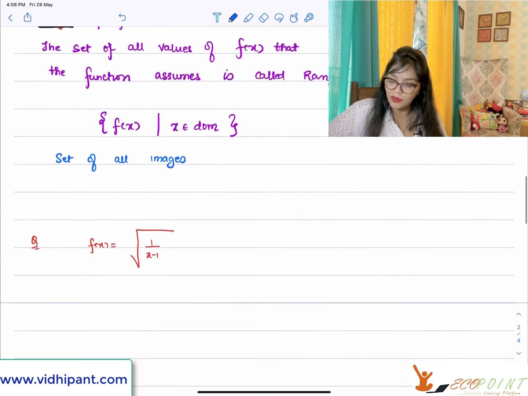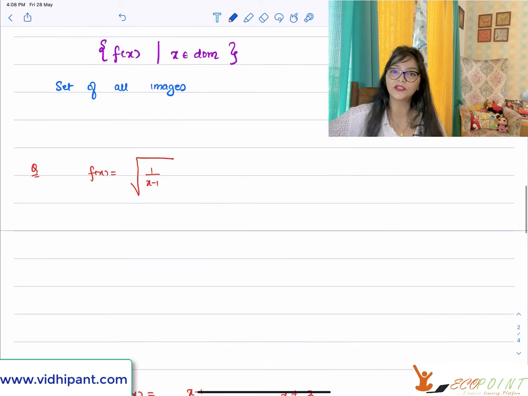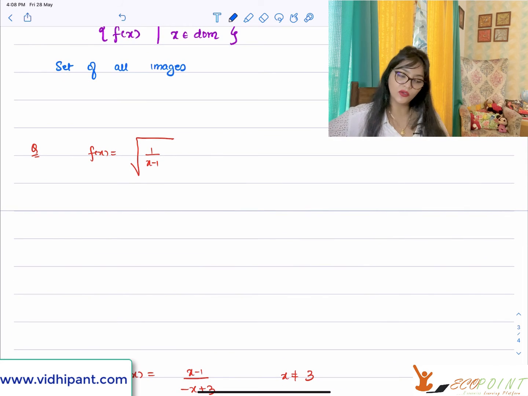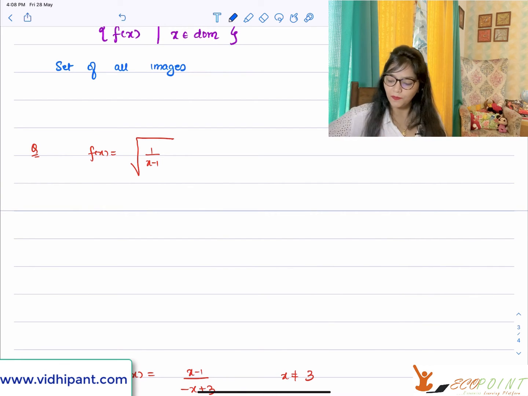It's a set of all images. In other words, we can say it's a set of all images. So your domain is the set of all pre-images and range is the set of all images.